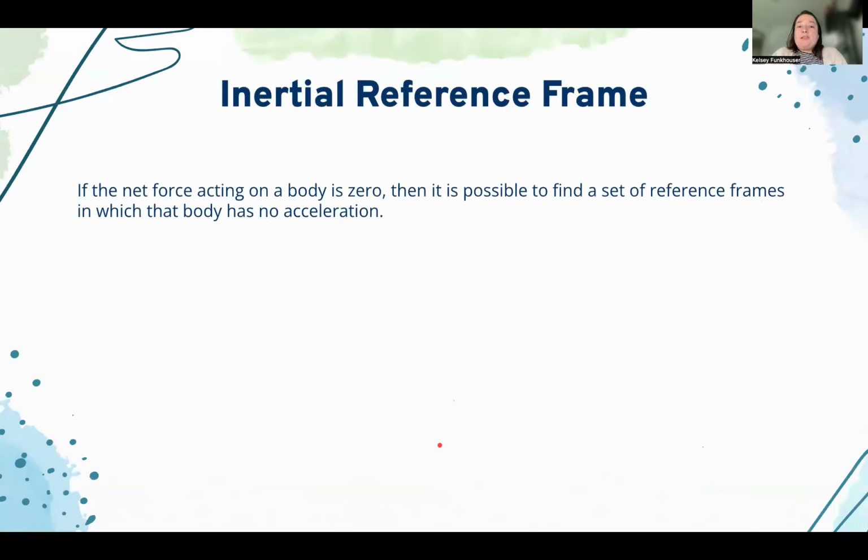If the net force on a body is 0, and remember net force is just that vector sum of forces we just looked at, then it's possible to find a set of reference frames where the body has no acceleration. And a reference frame where an object has no acceleration is an inertial reference frame. And Newton's first law is also called the law of inertia, which is why these reference frames are called inertial reference frames.